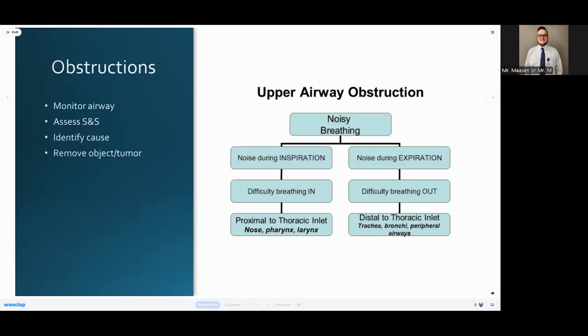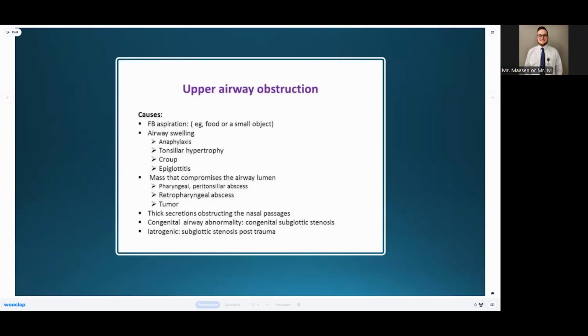Monitor breathing, airway, identify the cause. If this is an object, a foreign body, we've got to remove it. If it's a tumor, then we have to diagnose it and biopsy it and probably remove it. And then overall, it's just keeping status. If they need oxygen replacement, looking for use of accessory muscles, or signs of dyspnea or trauma, or signs of difficulty breathing would be what the big monitor is here.